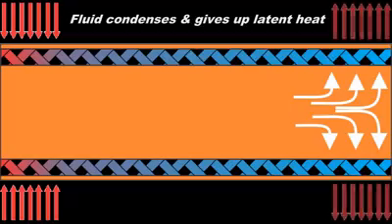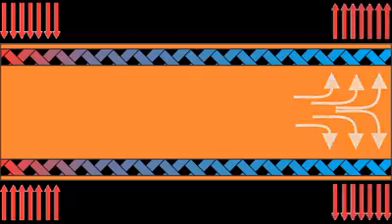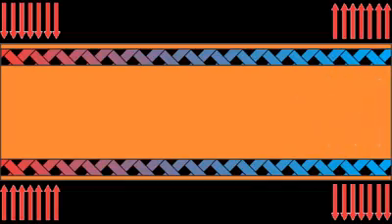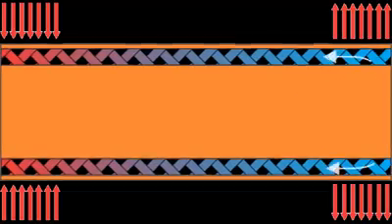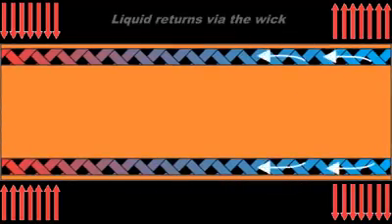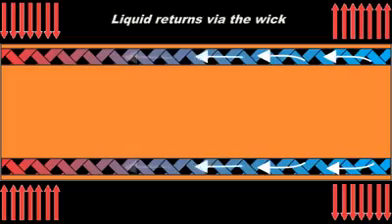At the opposite end, known as the condenser, the fluid gives up its latent heat, which is rejected to an external heat sink. The fluid then returns to liquid form, and the wick structure passively pumps the fluid back to the evaporator using capillary force.